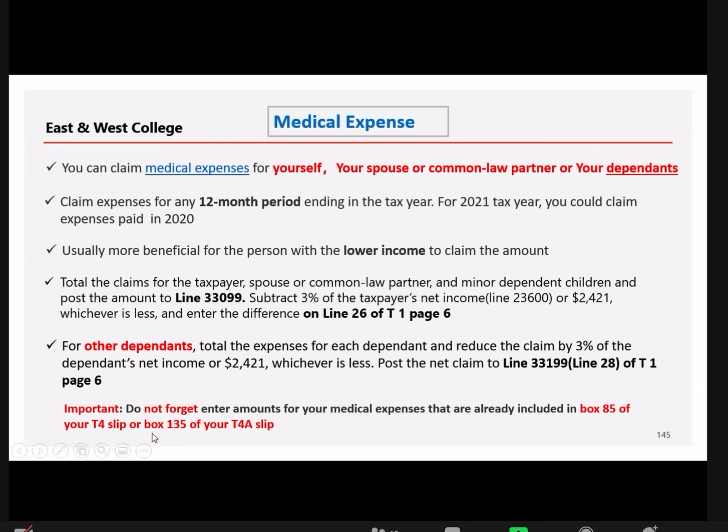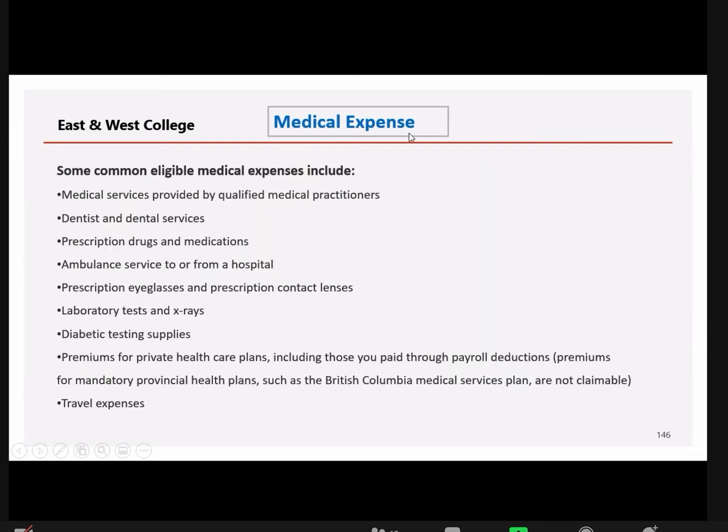And the same thing, box 135 from your T4A is the same thing. It is medical insurance that they deduct from your paycheck. Okay. Medical expenses. So whether the medical expenses are qualified or not, okay?